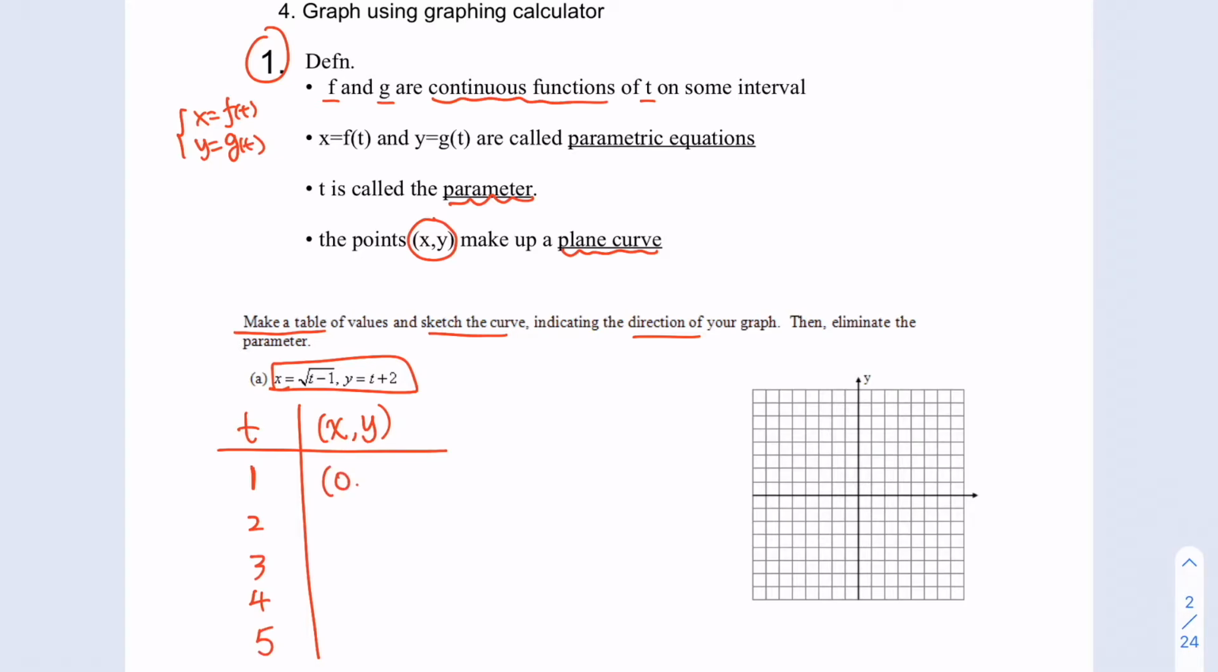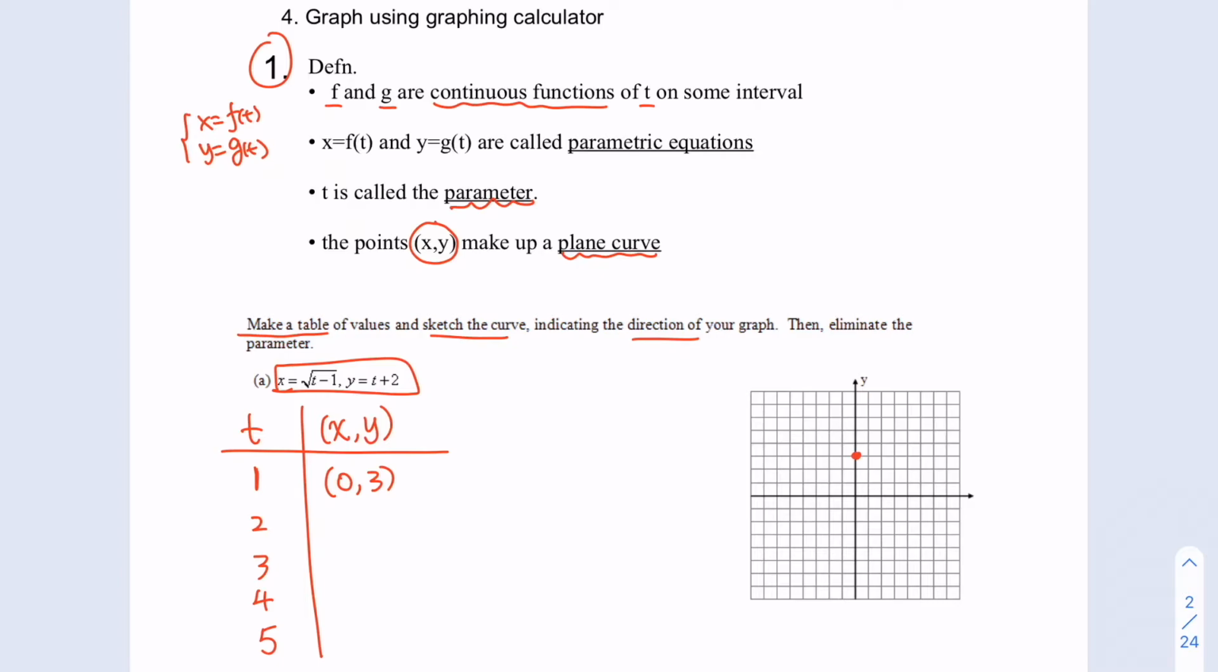At t equals 1, this is 0, 3. T equals 2 is 1, 4. And t equals 3, square root of 2, 5. Square root of 3, 6. Square root of 4, which is 2, 7. So if we connect all these points, this is the direction of the curve as t keeps increasing from 1.